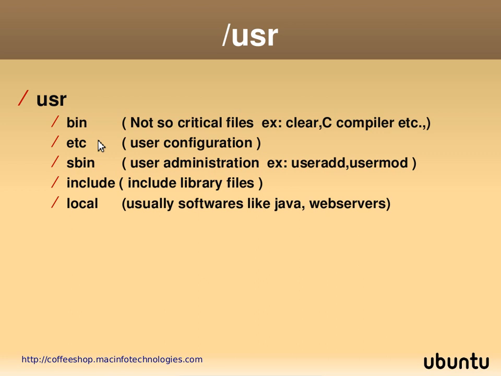/etc contains configuration files. /sbin contains user administration files. For example, if you want to do some user administration like usermod, useradd, userdel, these files are inside the /usr/bin directory. Include is for library files; it contains some C programming include files and library functions. And /local: usually software like Java and web servers will be installed in /usr/local.